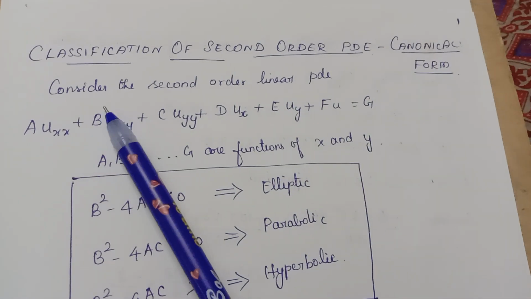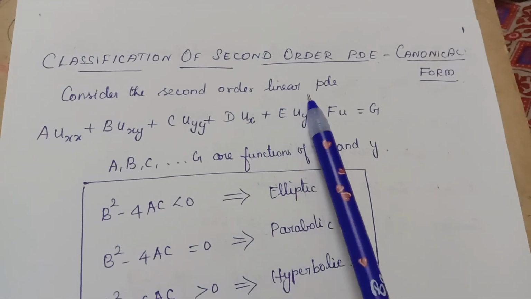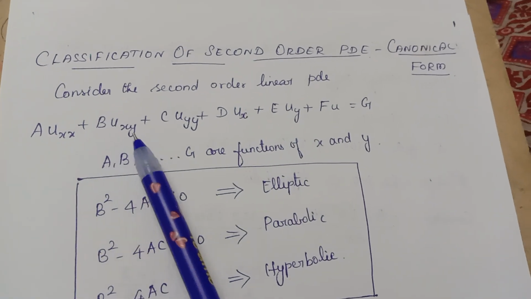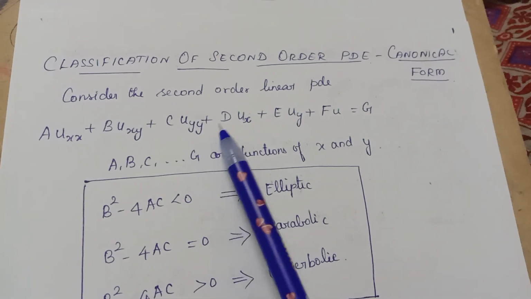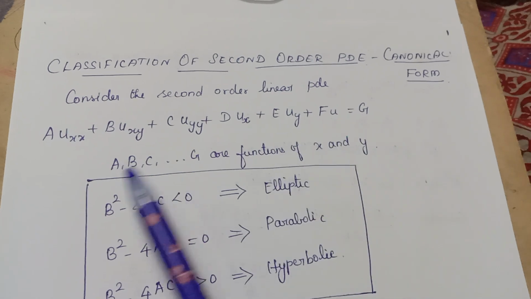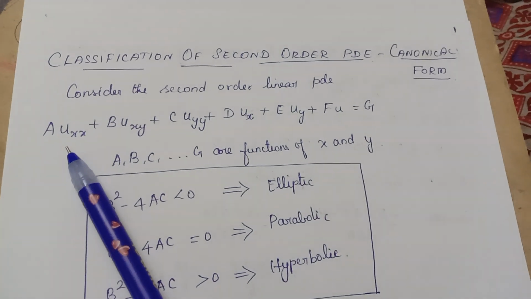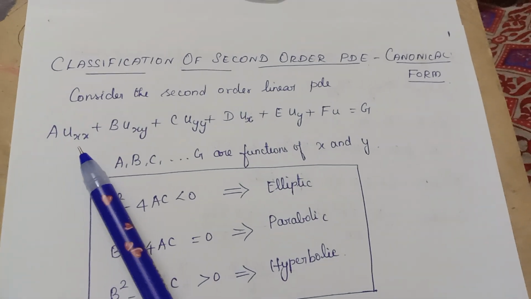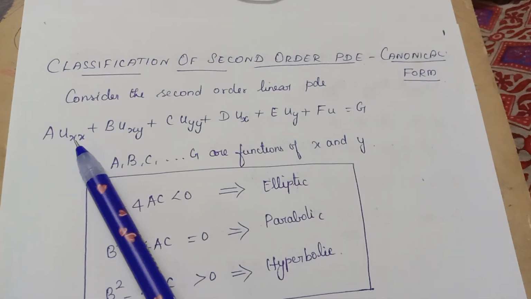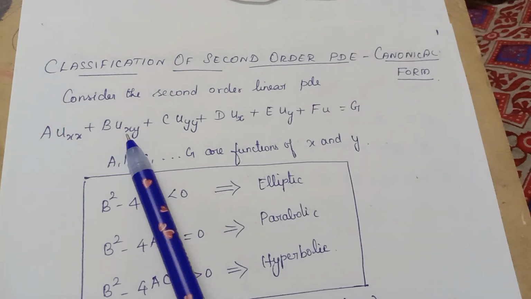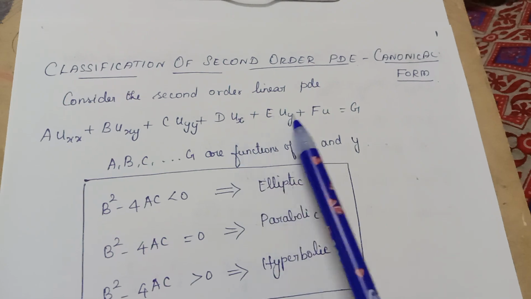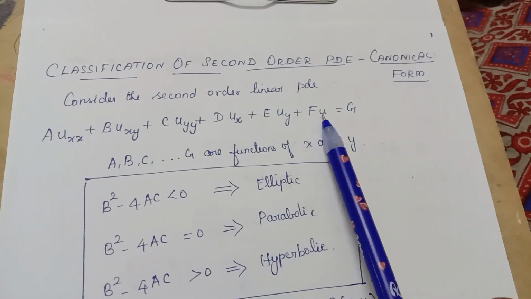Now let's consider a second order linear partial differential equation: A u_xx plus B u_xy plus C u_yy plus D u_x plus E u_y plus F u equal to G. Here u is the dependent variable which depends on x and y. u is a function of x and y, and this denotes del square u by del x square, this is del square u by del x del y, this is del square u by del y square, this is del u by del x, this is del u by del y, and this is u.